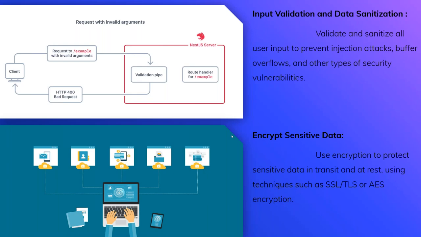Next, we go with the input validation and sanitization. As we can see in the picture, the client sends the request to the example endpoint with invalid arguments. So we need to use the validation pipe here to validate the request that's sent by the client. If the request is invalid, we can send it back to the user with the response code 400, showing that it's a bad request. So we need to use this kind of input validation and data sanitation in APIs to be the best API.